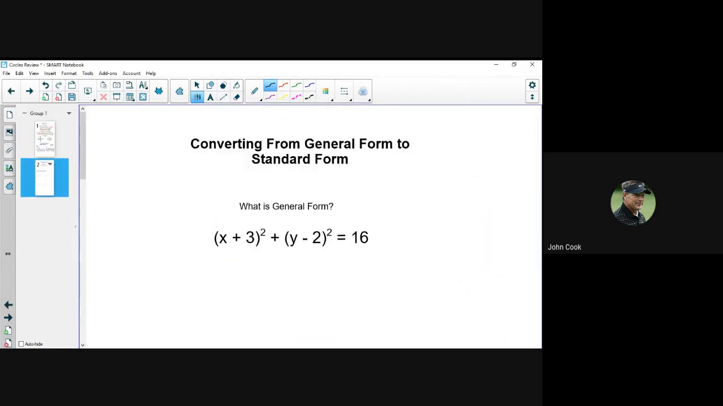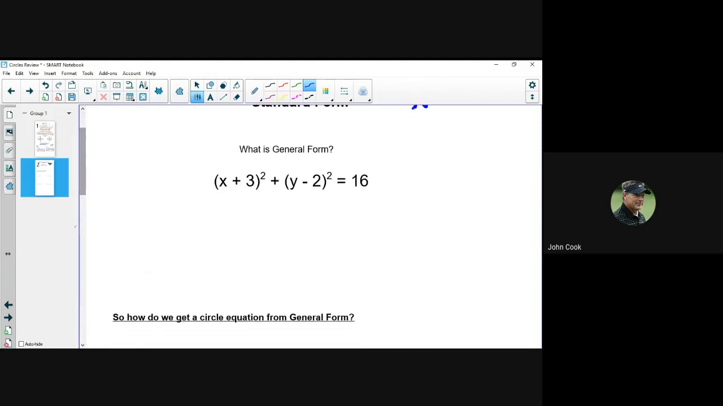Okay, moving on to the next part, converting from general form to standard form for a circle. So this is the first part of our enrichment stuff. Okay, so we go over what general form looks like in the notes, but just to reiterate what that means, imagine that you have an equation in standard form like this. This is a circle, right? Because it fits the circle formula kind of pattern.